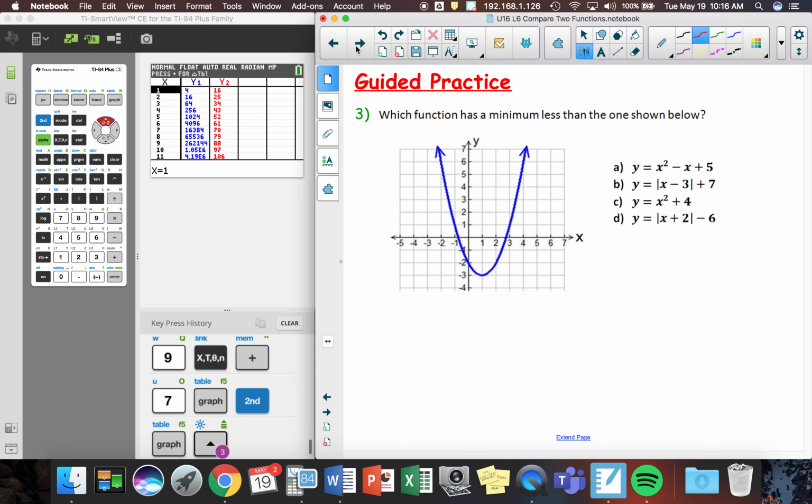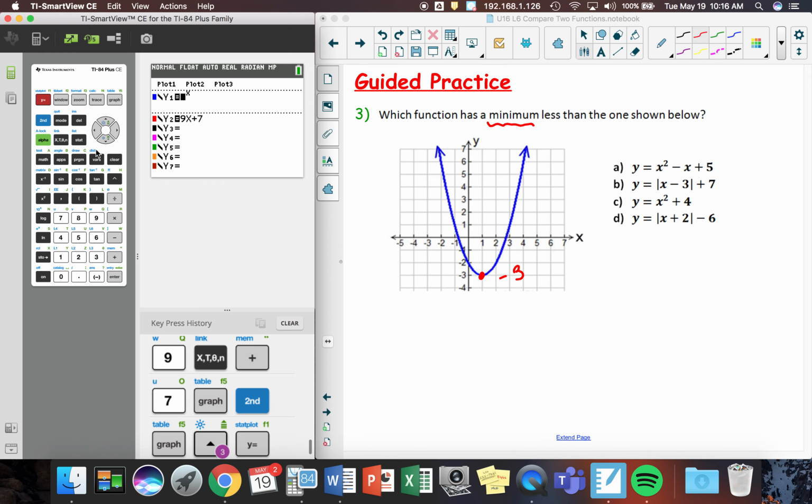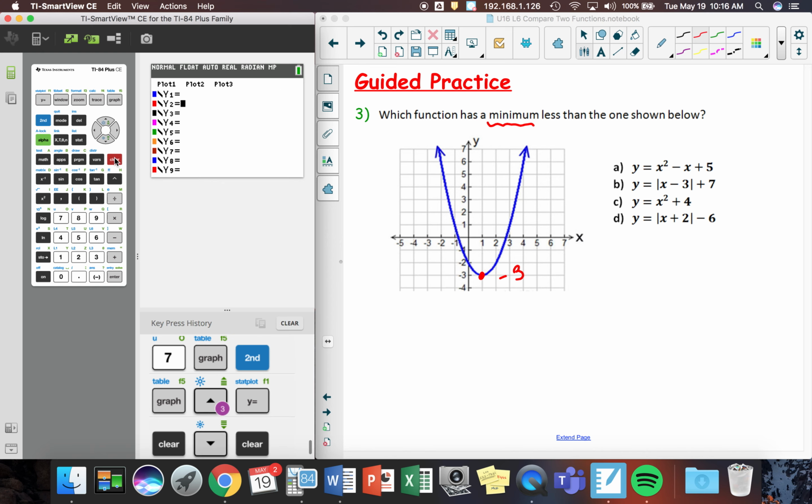Alright, moving on. So it says, which function has a minimum less than the one shown below? Alright, so we have a minimum here, and it's all the way down here. Since we're talking about minimum, we don't really care about the x value as much, we more care about the y value. So our minimum for this one is -3. Now I have a bunch of different answers here. I'm going to plug them into the calculator and see what I get.